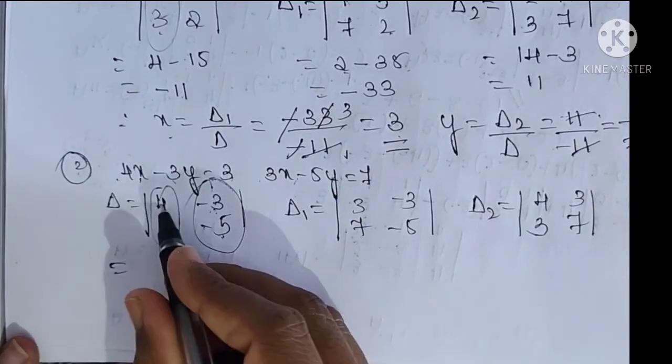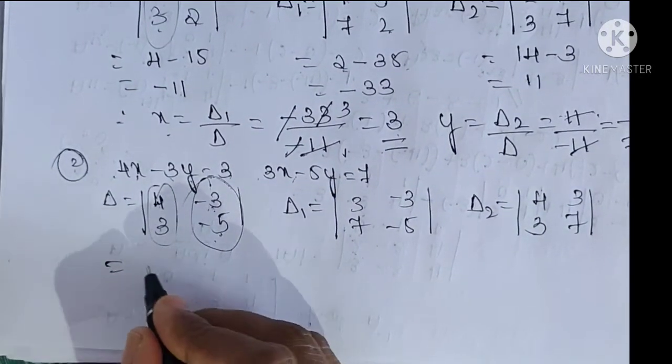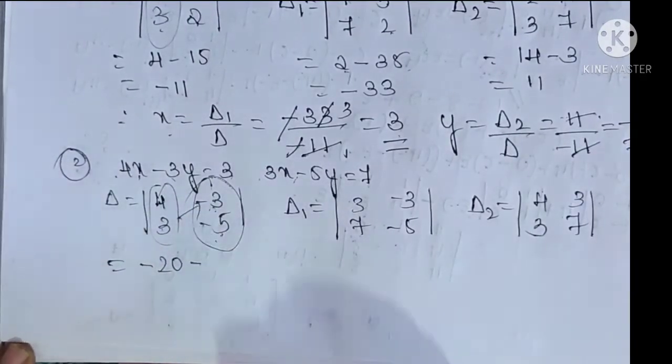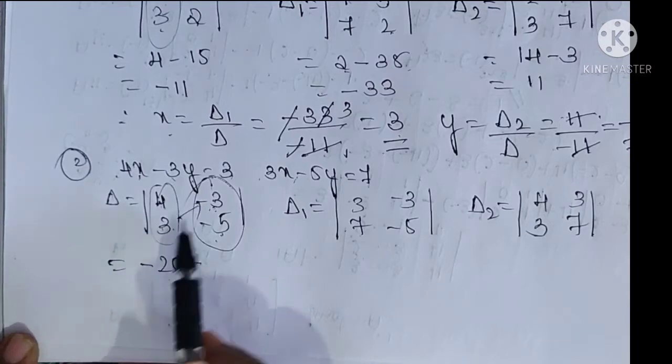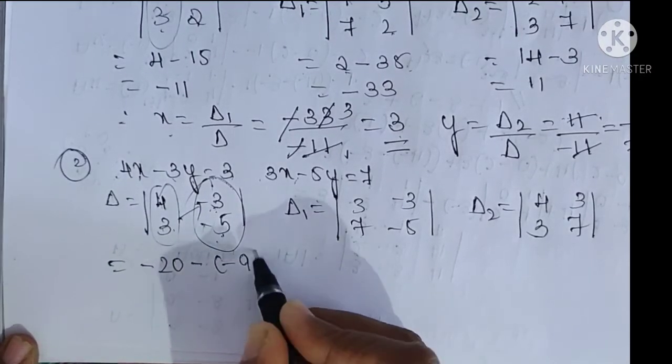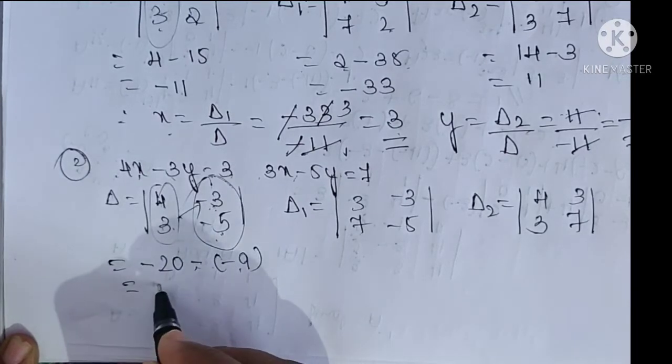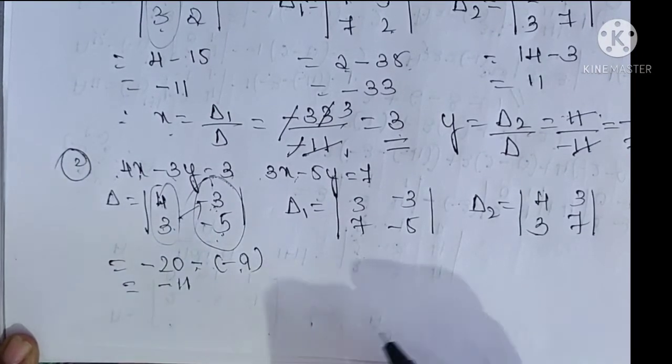Delta is equal to 4 into minus 5, which is minus 20, minus, because in reverse multiplication we have to take minus, 3 into minus 3, which is minus 9. Minus into minus is plus. Minus 20 plus 9 is minus 11.